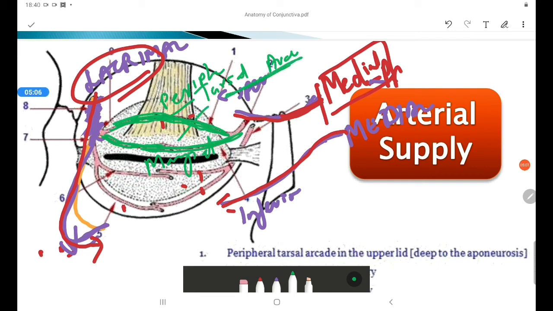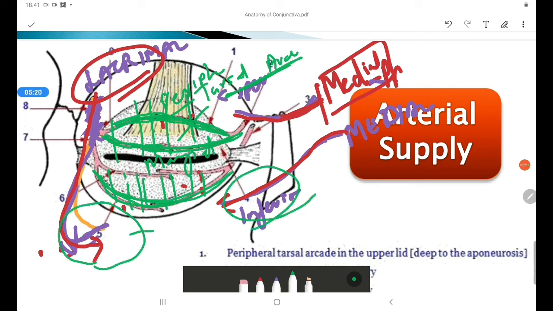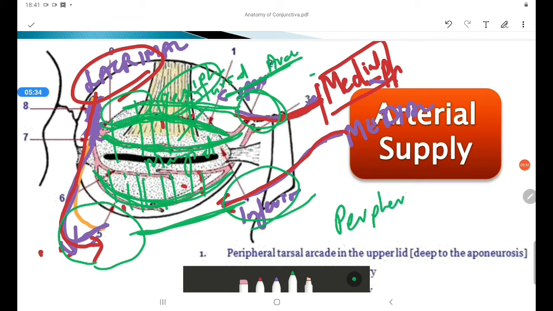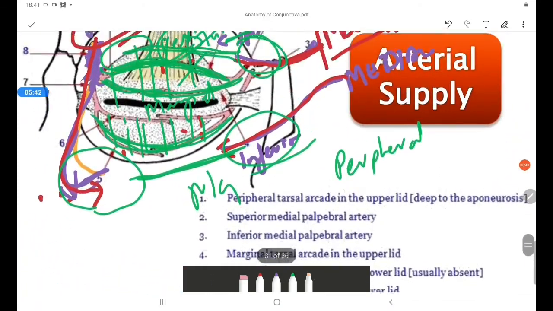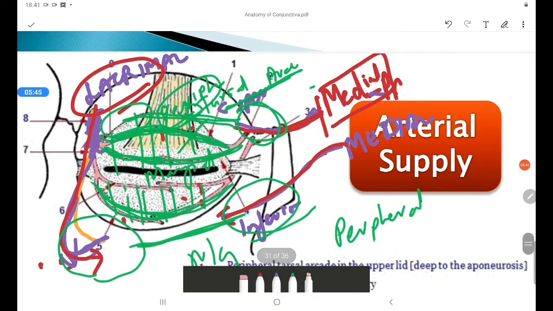And this is in the upper tarsal. Similarly, you have it in the inferior part also. This is the peripheral arcade, where these two branches anastomose. Similarly, when the superior divisions anastomose, you get peripheral and marginal arteries. Now that is about the arterial supply of the conjunctiva.